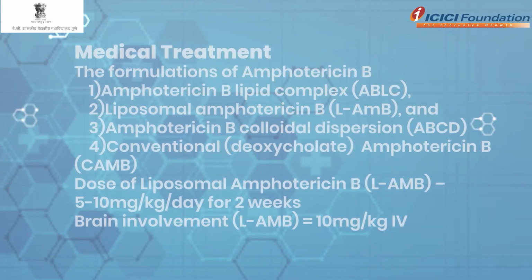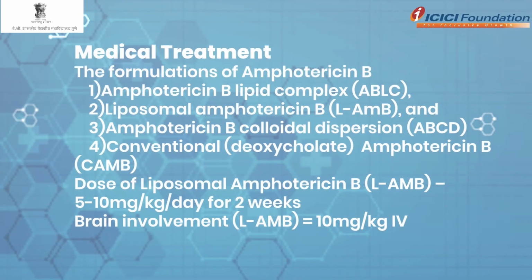Medical treatment will start with amphotericin B. There are different formulations of amphotericin B: amphotericin B lipid complex, liposomal amphotericin B, colloidal dispersion, then conventional amphotericin B. During administration of liposomal amphotericin B, strict daily monitoring of renal function test, liver function test, serum electrolytes, mainly potassium levels, and ECG is required. The induction dose of liposomal amphotericin B is 5 to 10 mg per kg per day for 2 weeks.